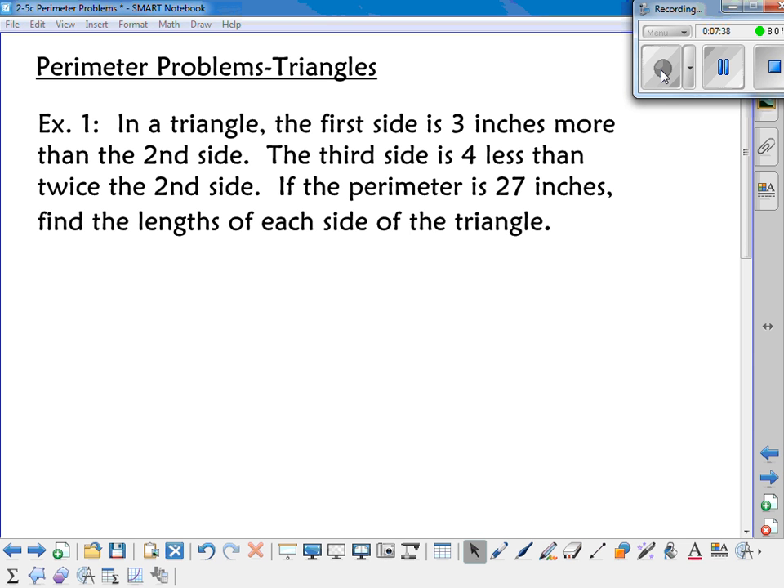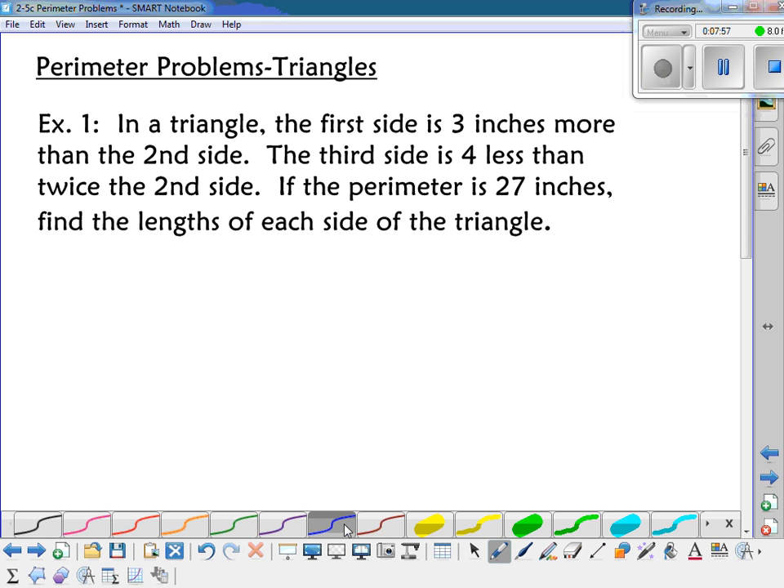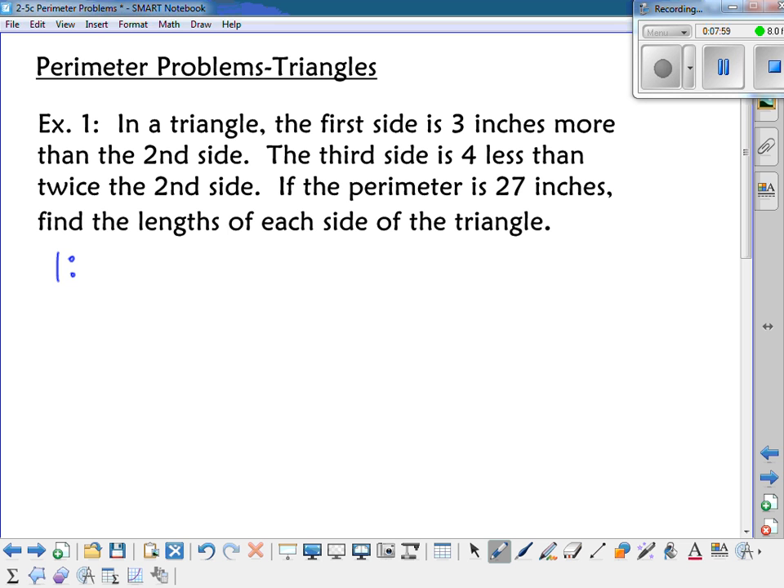Okay, so now we're going to do some triangle problems. In a triangle, the first side is 3 inches more than the second side. The third side is 4 less than twice the second side. If the perimeter is 27 inches, find the lengths of each side of the triangle. For these, it's easier to write down 1, 2, and 3 for the sides, because when you're drawing a triangle, it's not clear which is the first, second, or third side. So I find it easier just to make a list of the 3 sides.